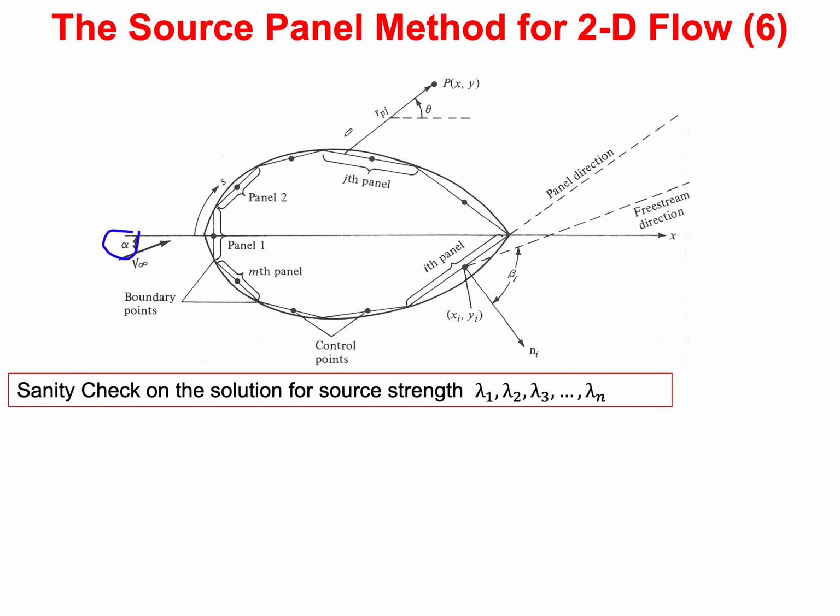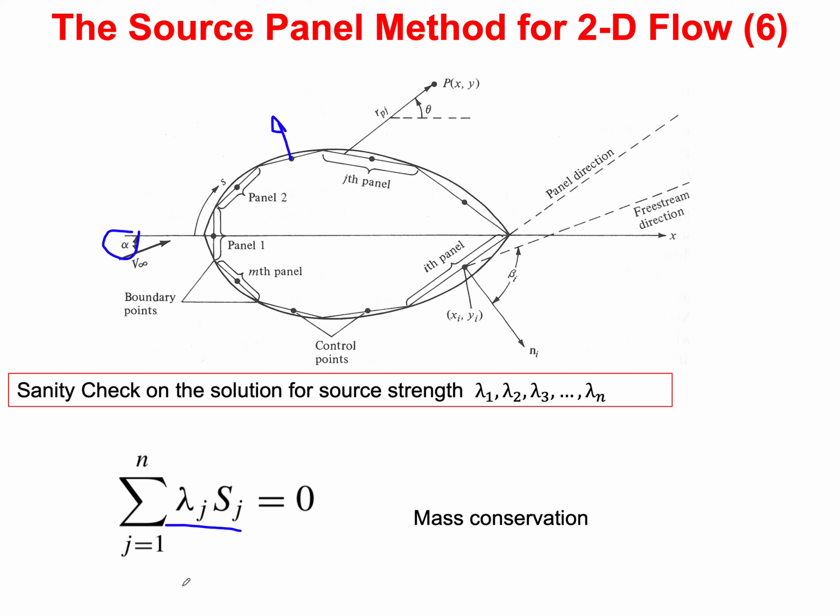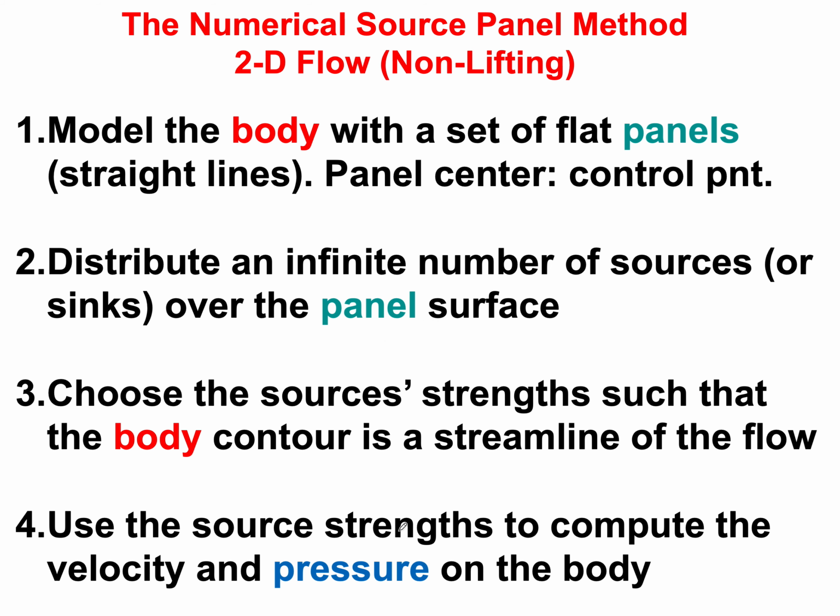looks like. And as we said, as a sanity check, you compute the normal velocity to any panel, and you should get it to be 0. And we can write that as the summation of lambda j sj for all panels to be 0, which is mass conservation for our aerofoil or our aerodynamic shape. So this is pretty much the source panel method.